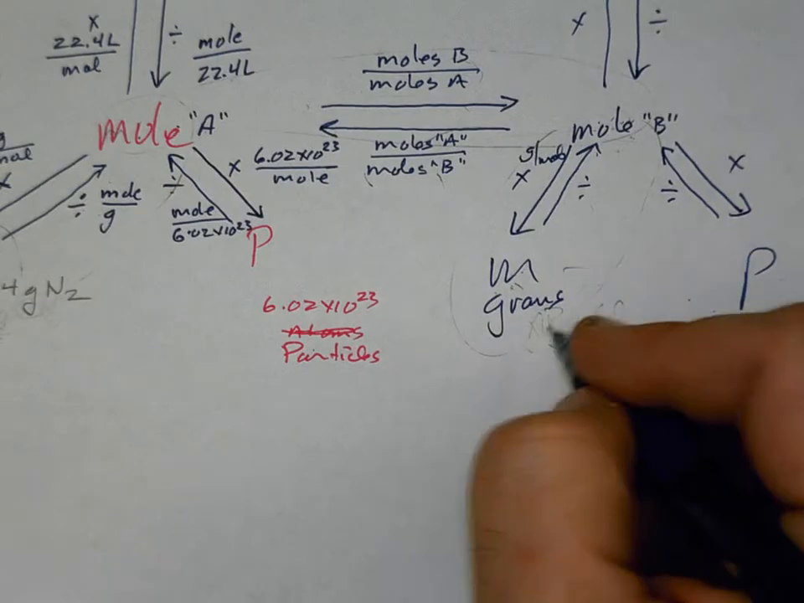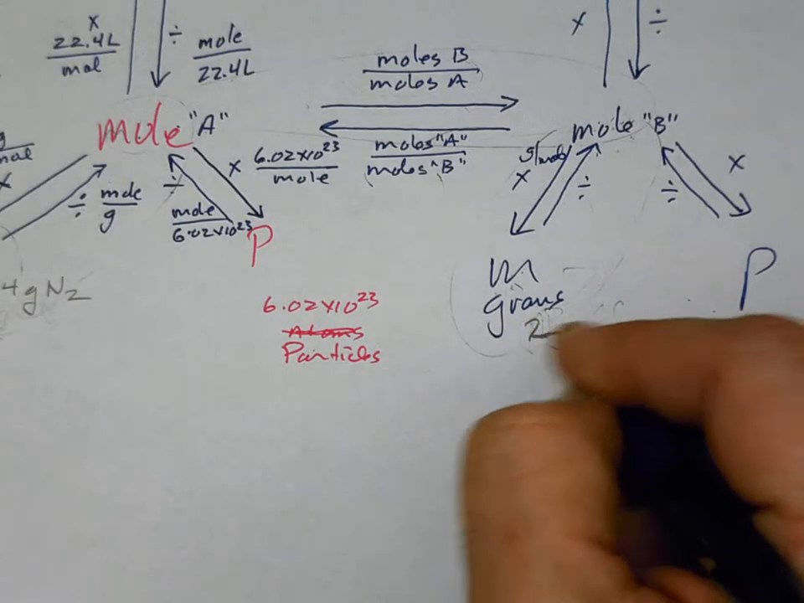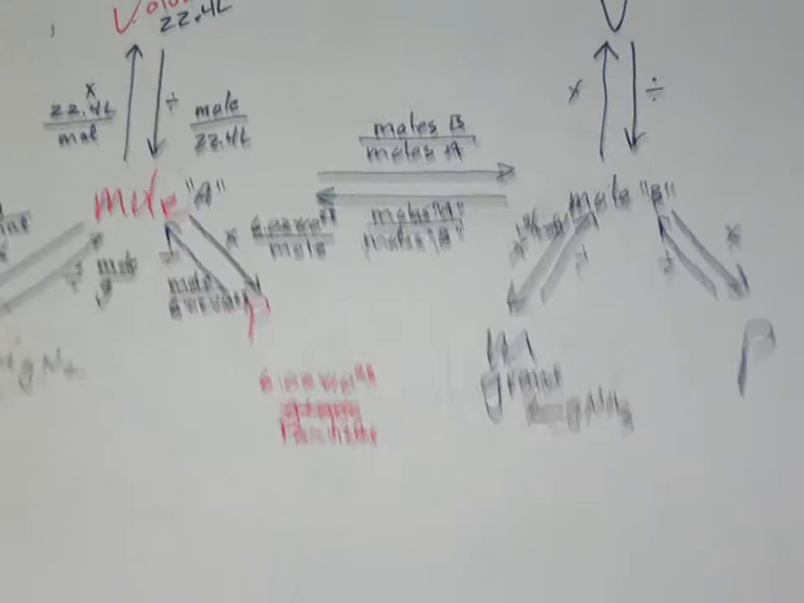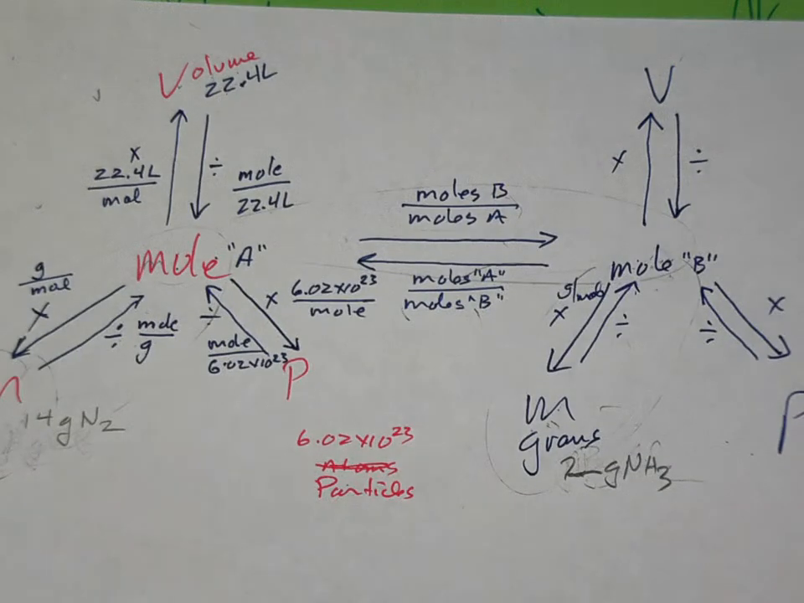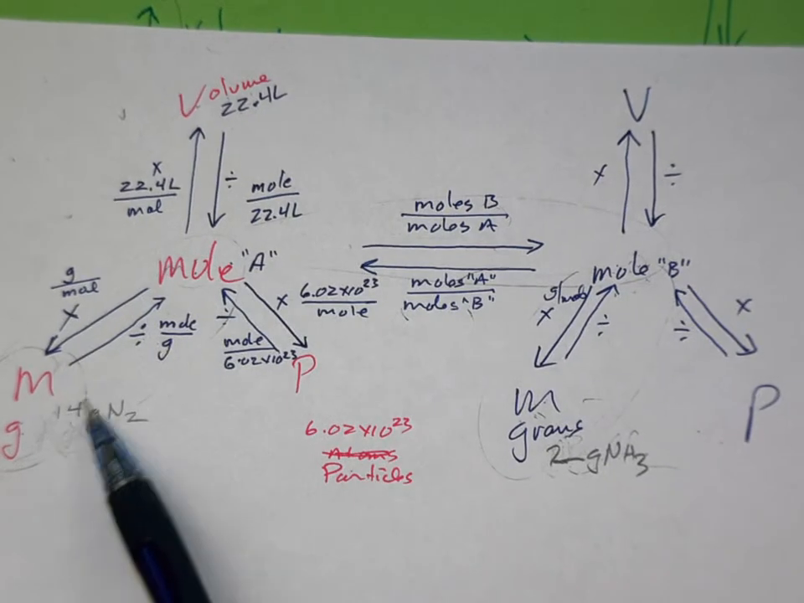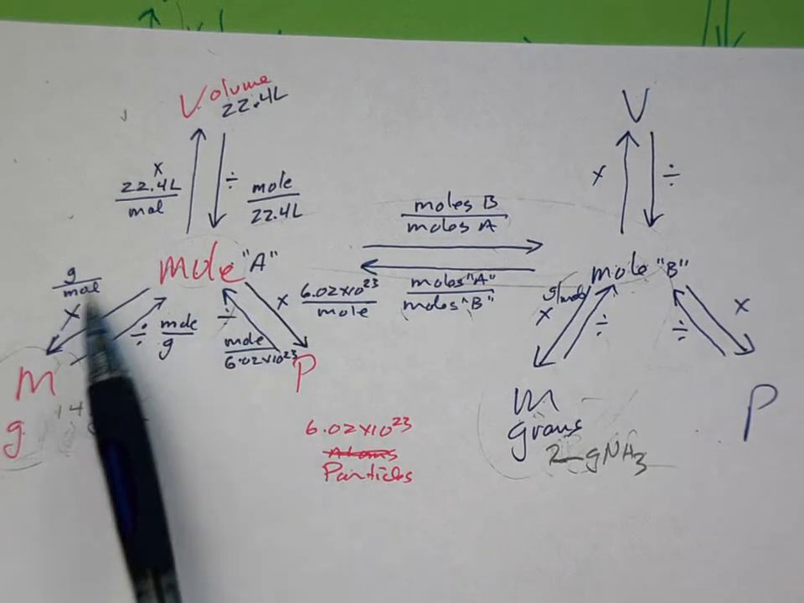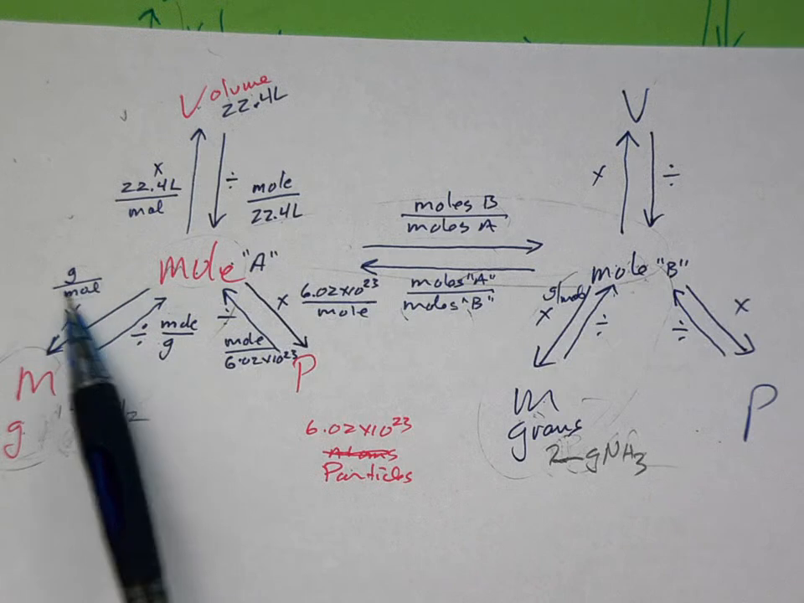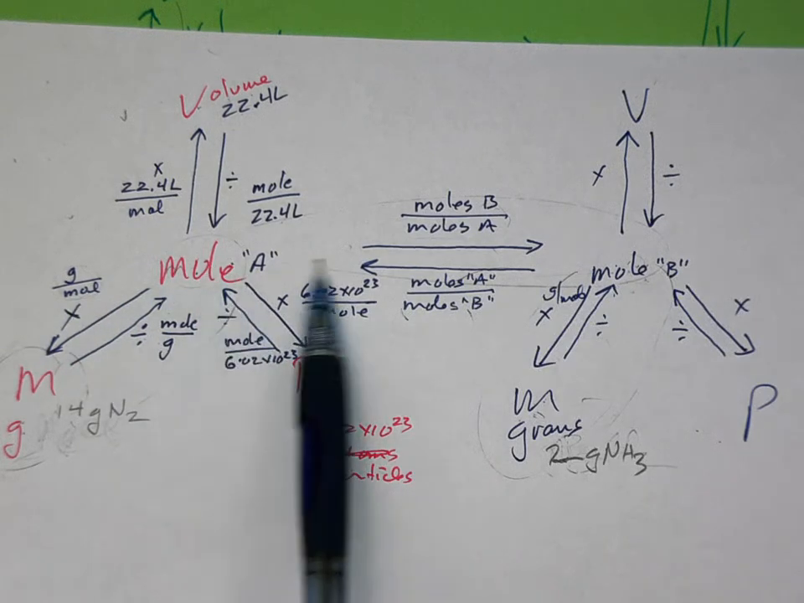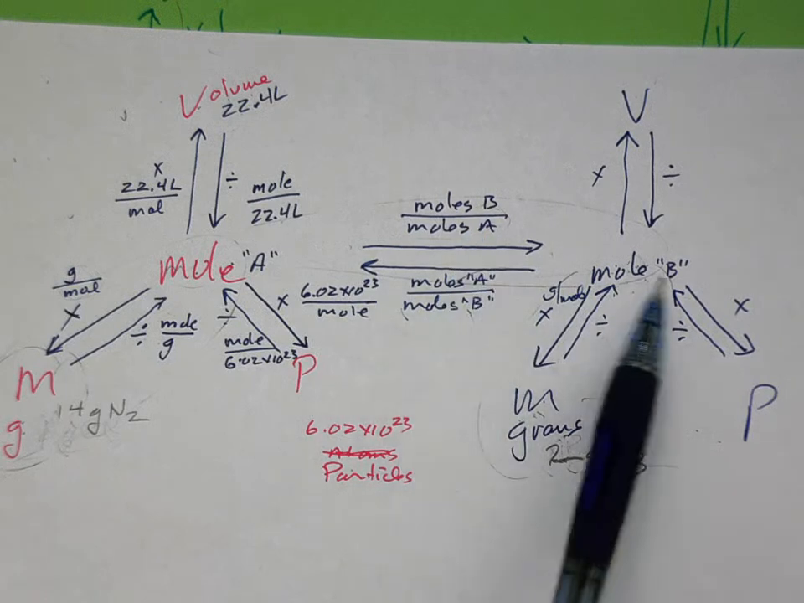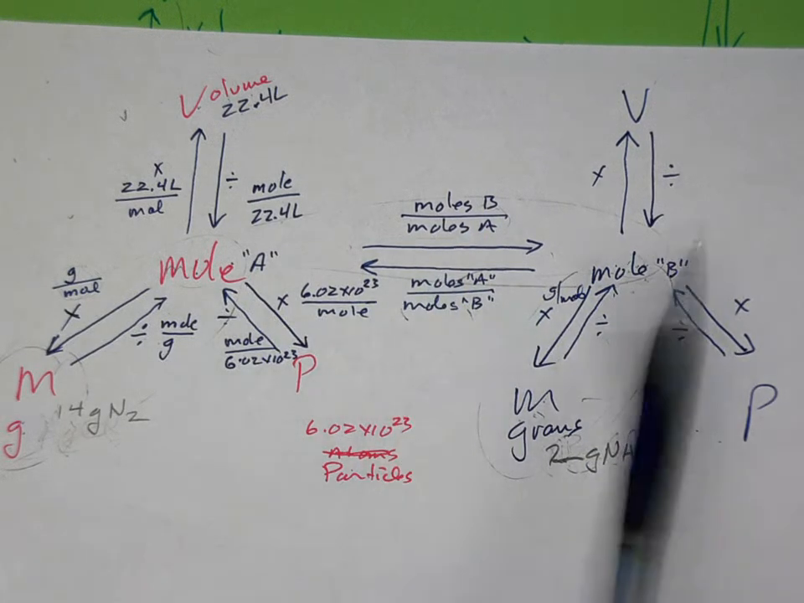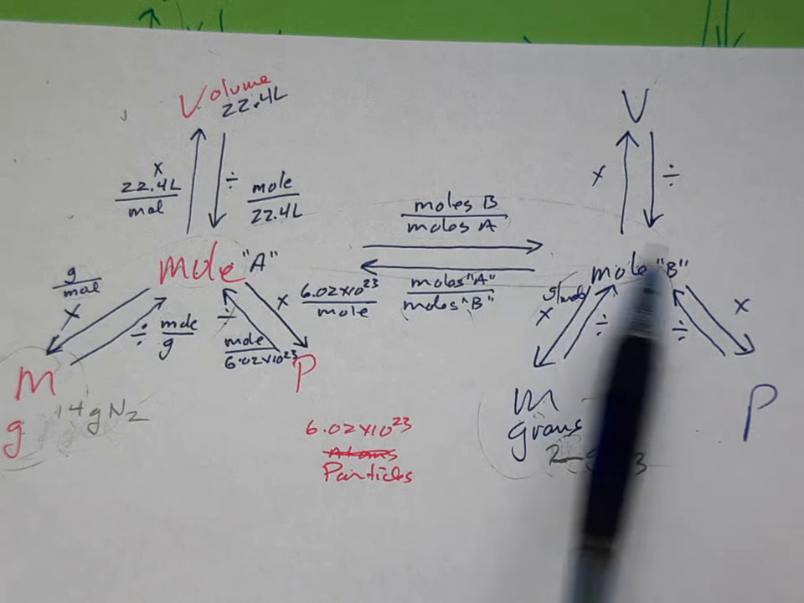So we're coming over here, we want blank grams of NH3. Looking at this chart right now, we're starting over here with 14 grams. We're going to have to convert this into moles by multiplying it by the molar mass, the grams per mole. Then that'll give us moles. Then we're going to set up the molar ratio. So we'll get moles of B, which in this case is ammonia, divided by moles of A. That's going to give us moles of ammonia.